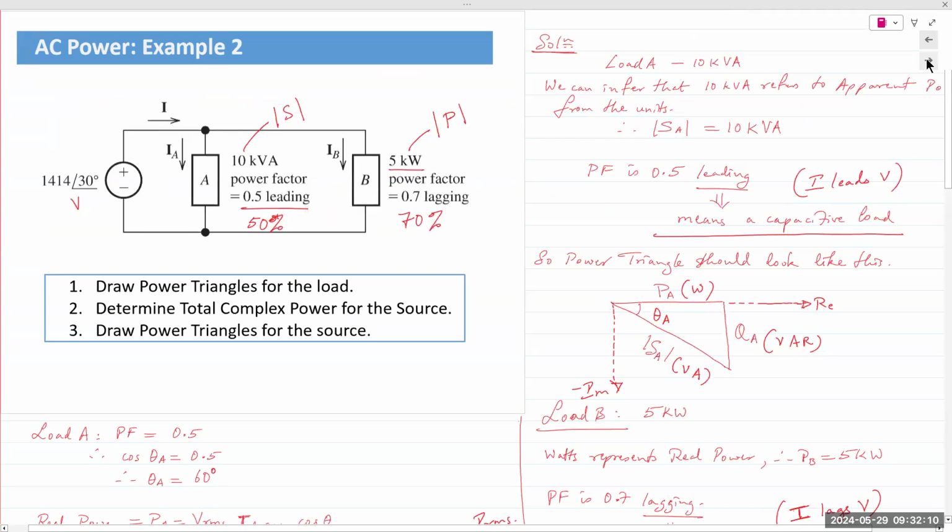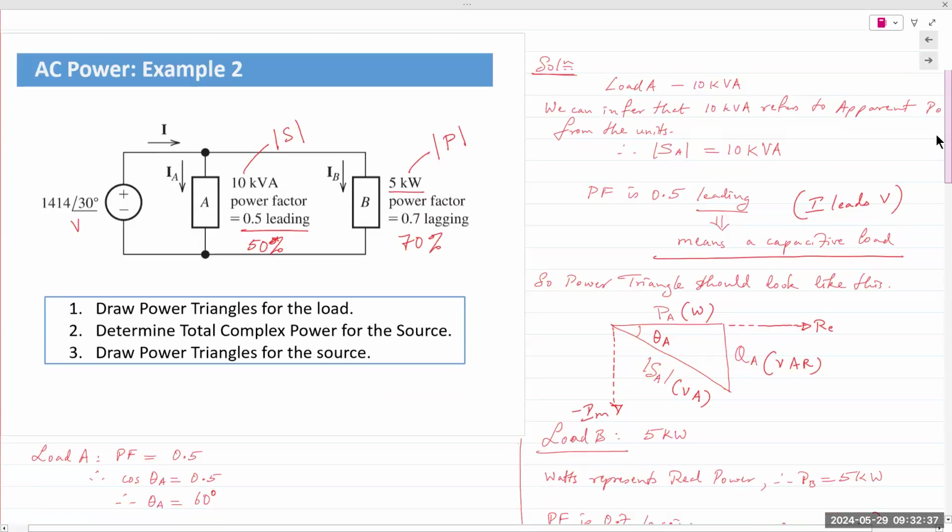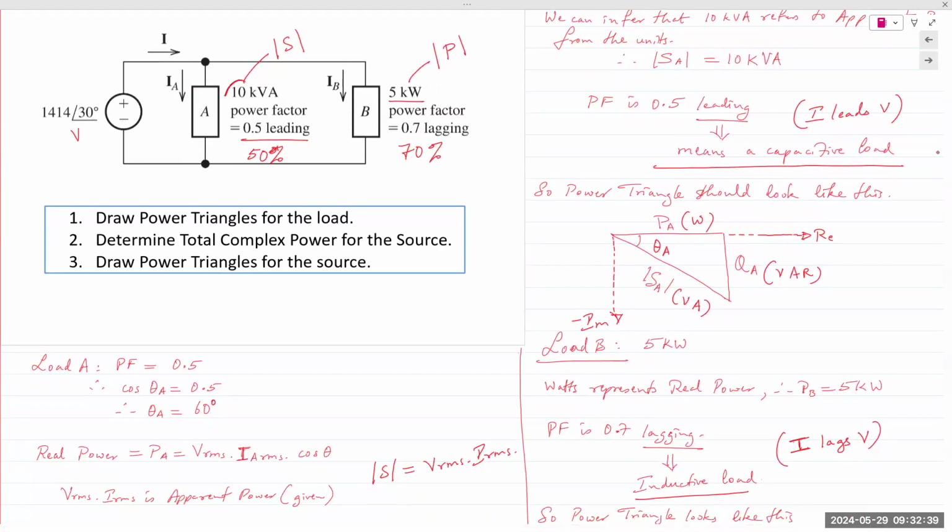Okay, example 2. This is a very interesting example. I really like this because nothing is given about the components. We have a system, and we are told it's a voltage source. The value of the voltage source is given to us. And there are 2 loads, A and B. We are not told whether it's an inductor or capacitor. We are not given anything else except what is noted right here.